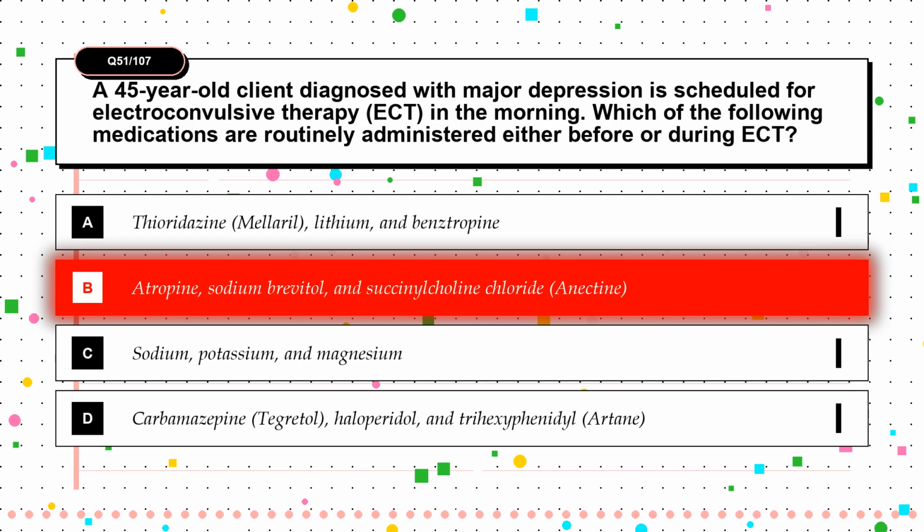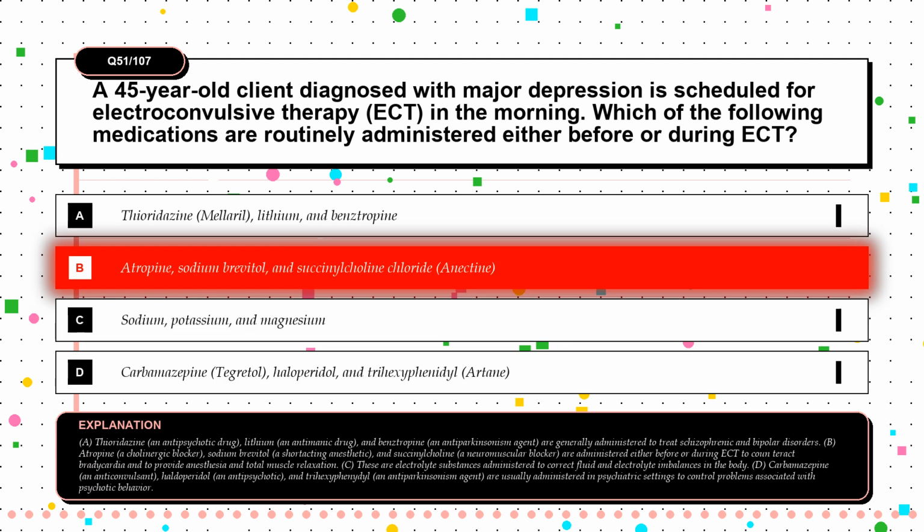The correct answer is option B. Atropine, sodium brevital, and succinylcholine chloride (Anectine). A. Thioridazine, an antipsychotic drug, lithium, an antimanic drug, and benztropine, an antiparkinsonism agent, are generally administered to treat schizophrenic and bipolar disorders. B. Atropine, a cholinergic blocker, sodium brevital, a short-acting anesthetic, and succinylcholine, a neuromuscular blocker, are administered either before or during ECT to counteract bradycardia and to provide anesthesia and total muscle relaxation.